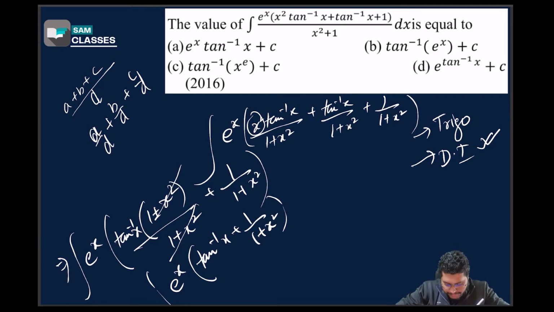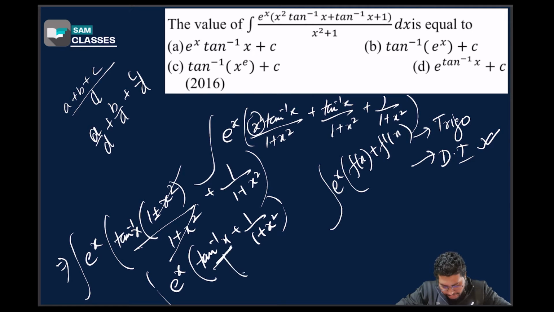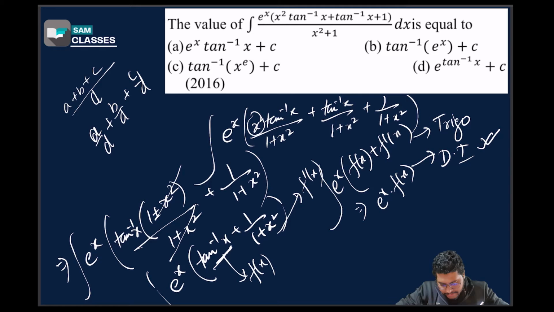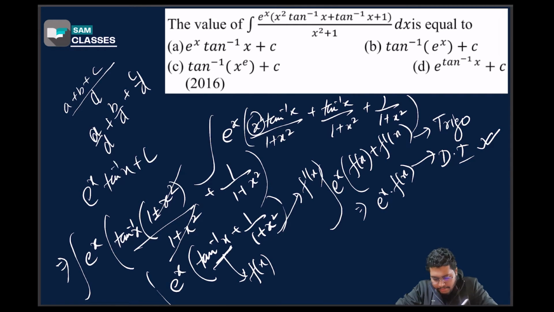The moment you're seeing this, it means you need to understand which property I need to apply. It is the very well-known property e power x, f x plus f dash x. If this function I take it as f x, this will be nothing but f dash x. That's it. So the answer of this will be e power x into f x. So the answer will be e power x into tan inverse x plus c.